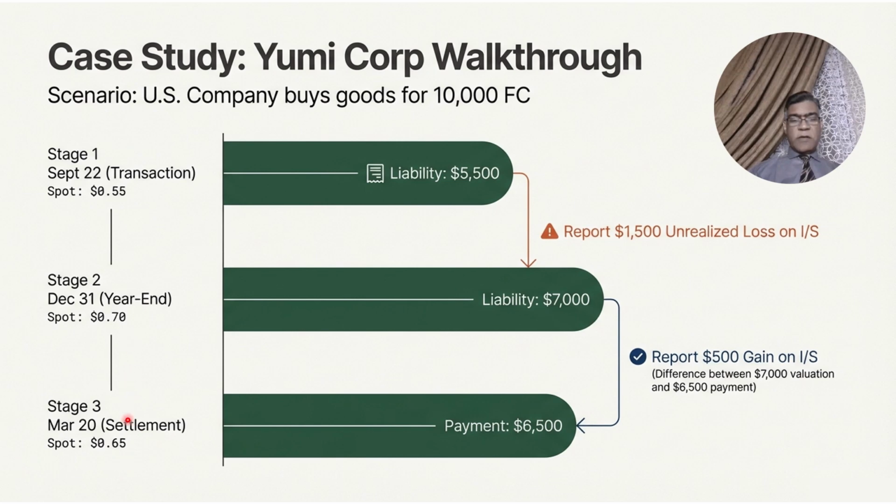Then the settlement date, March 20, the rate is 0.65. So your settlement rate is lower, so you are going to pay less, not 7,000. Now you are going to pay 6,500. So a 500 gain, which should also be reported in income.